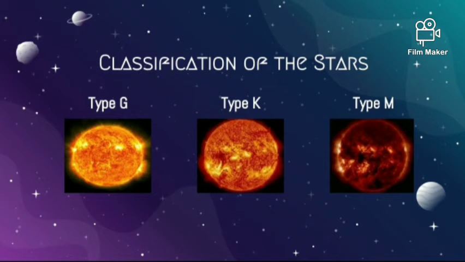Type M stars. Type M stars, or red dwarfs, have a temperature between 2,500 kelvins and 3,000 kelvins. The color we perceive from them is red.